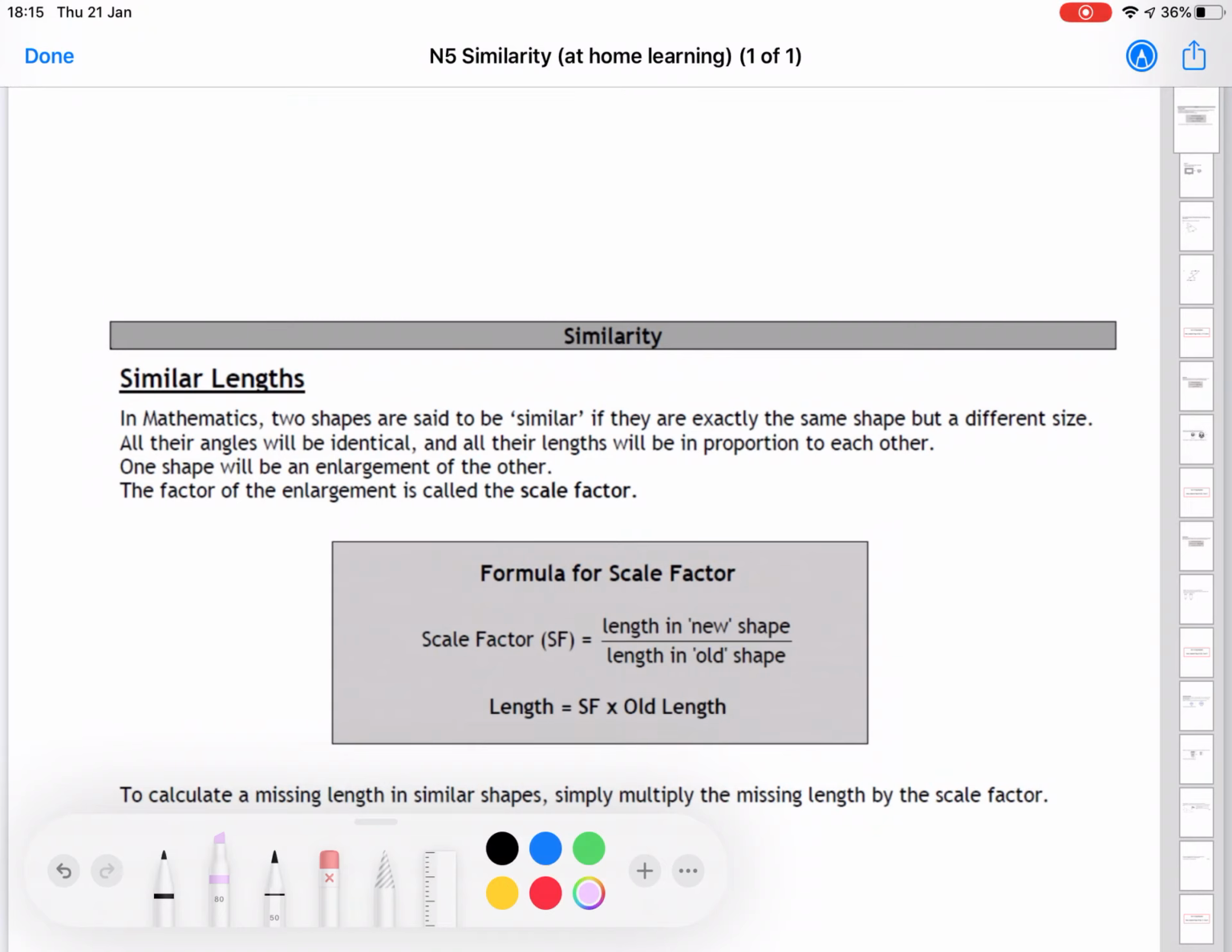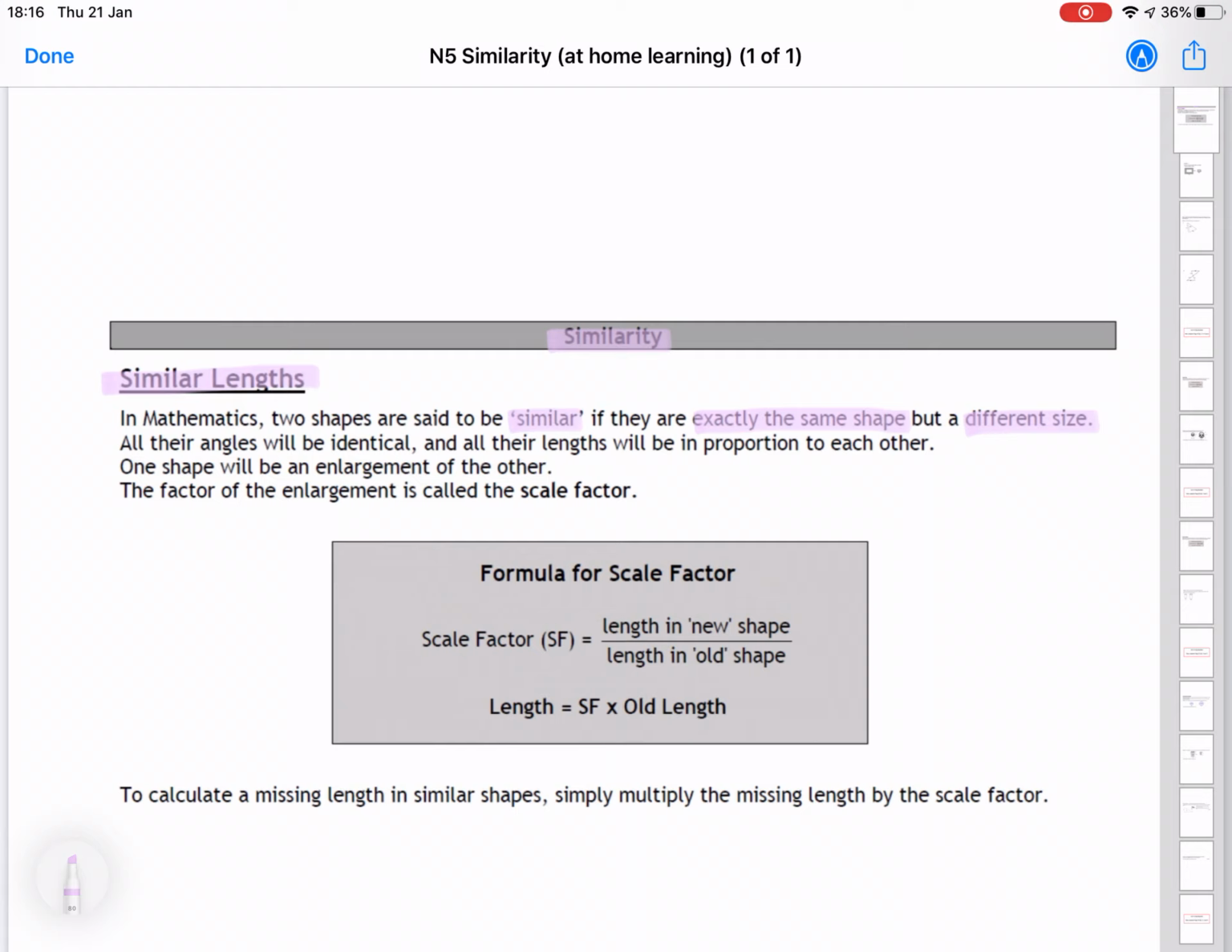Welcome to lesson 1 of our new topic, which is similarity. We're going to begin this topic by looking at similar lengths. In maths, we would describe two shapes as similar if they are exactly the same shape but just different sizes. So two shapes where one is a larger or smaller version of the other.